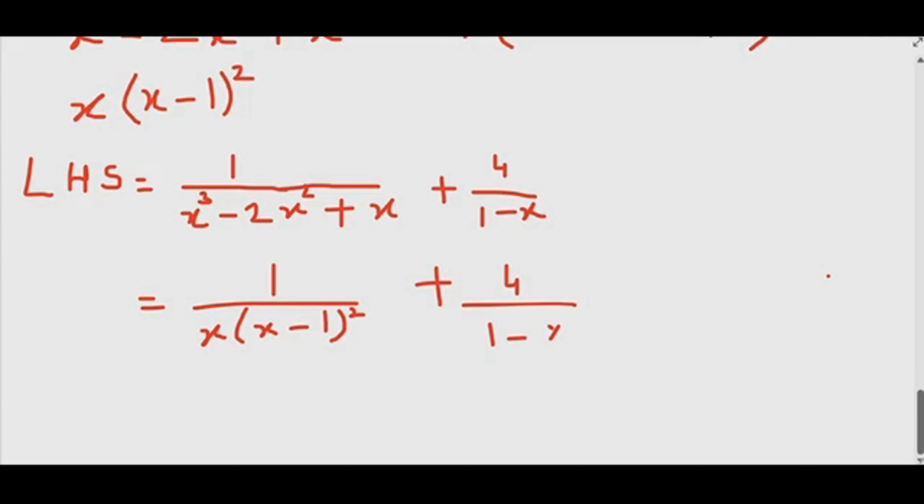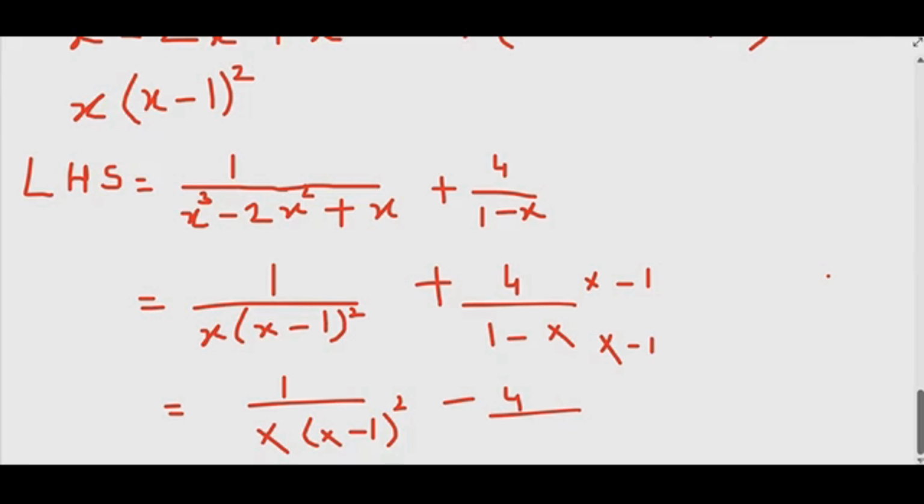Now it would get easier if we would have the same denominator here and then we take the LCM. So instead of keeping this as 1 minus x, you know what we can do? We can multiply it with minus 1. When we do that, it would become 1 out of x into x minus 1 whole square, minus 4 out of x minus 1.